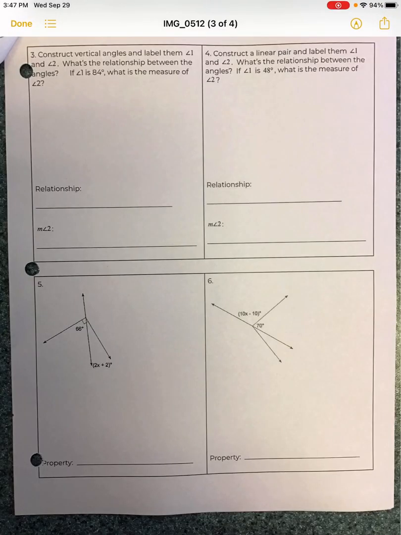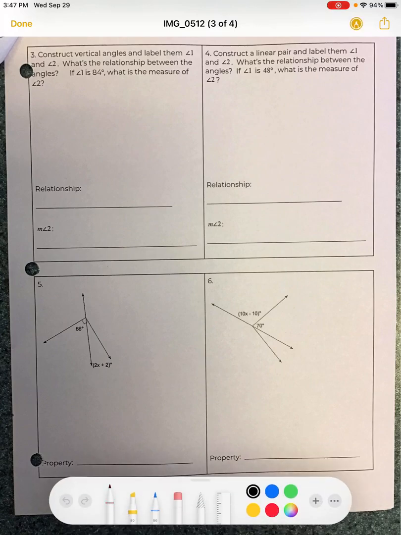Alright, so now we're going to look at some more examples, and these are more dealing with the relationship. You're trying to identify the relationship or theorem and then solve. So in this case it says construct a vertical angle. So I'm going to draw a picture. Vertical angles are when two lines cross.